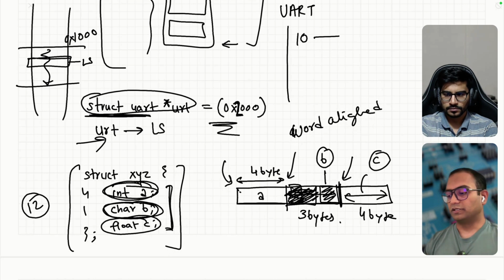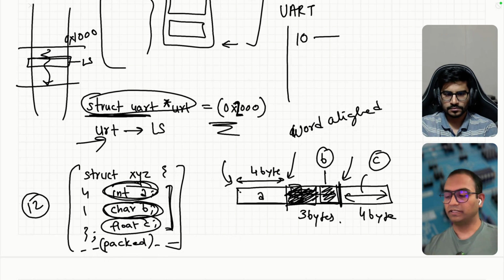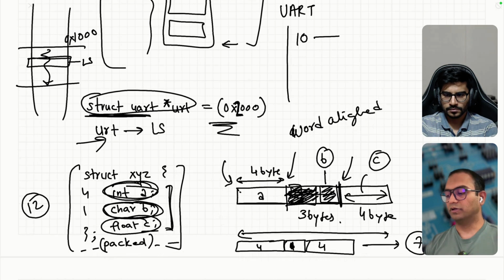But a good answer is, let's say we were to ask the compiler to do something called packed. At least in GCC, there is a compiler attribute saying, hey, do not add padding bytes. Instead, just pack everything together. And if it packs everything together, then the size would be 4 bytes for A, 1 byte for B, so one here, and then 4 bytes for the float. And in total, this will come down to 7.